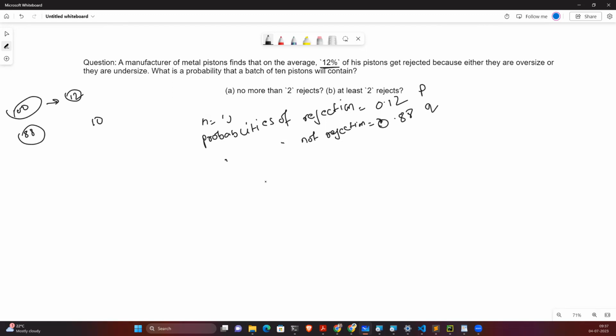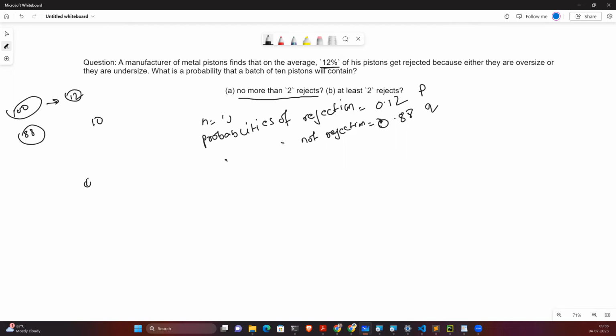Means more than 2 rejection, it can be 3, it can be 4, it can be 5, it can be anything, right? So let me write down that. More than 2 rejection. Oh, no. Sorry. Please read the question again carefully. No more than 2 rejection means it cannot be 3. It can be 0, it can be 1, and 2 also will be considered. Just read the question carefully and you will get to know.